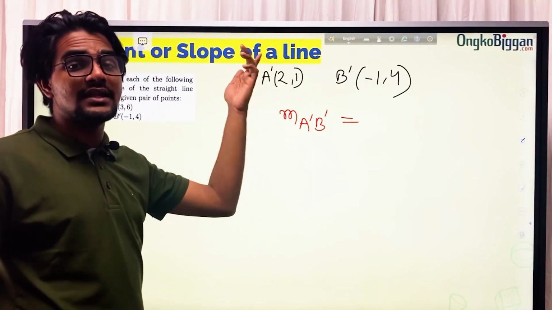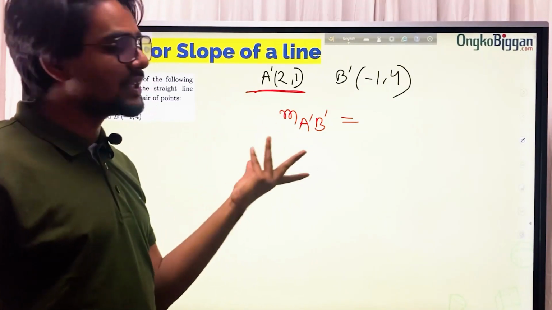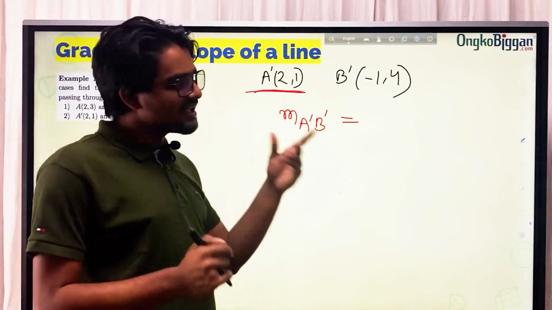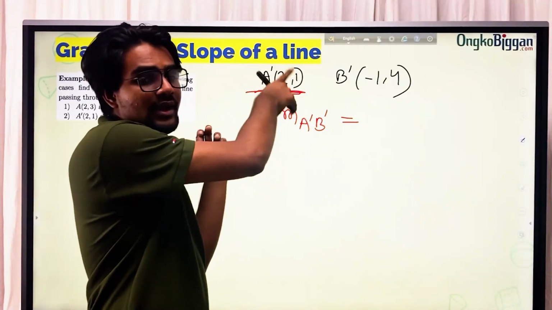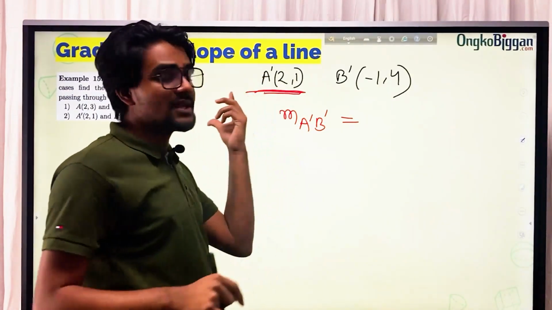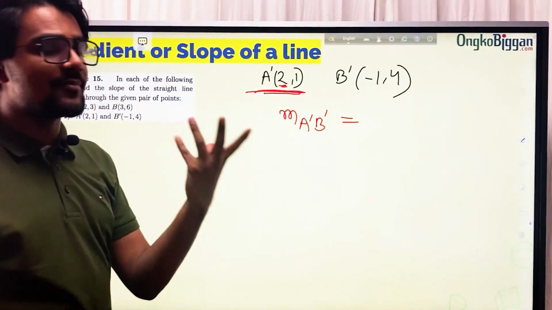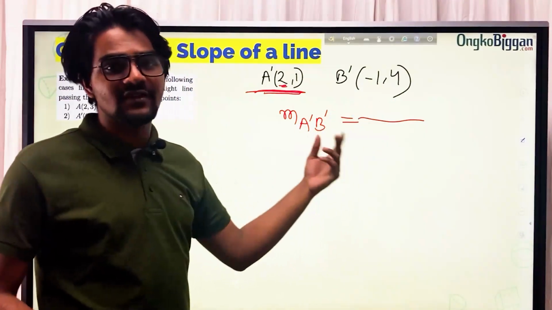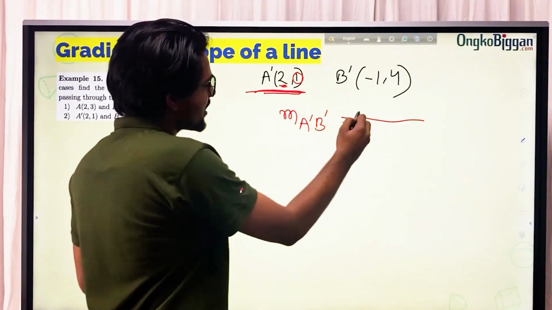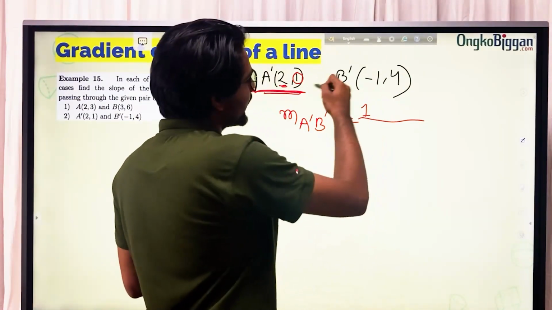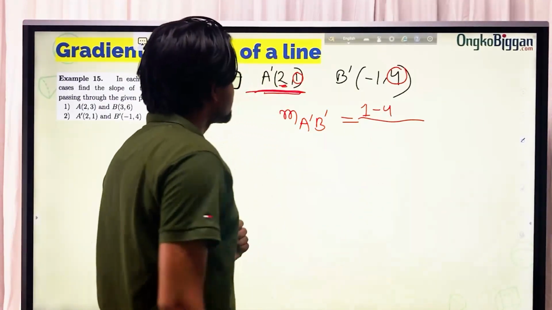But this time I'm going to take the coordinate of the first one so that I can show you that both cases are possible. If you take the y coordinate of the point A at first, you need to make sure that you take the x coordinate of the point A prime first while writing the difference of x coordinates. The y coordinate here is 1, so I write 1, and the y coordinate of B prime is 4, so I write 1 minus 4.